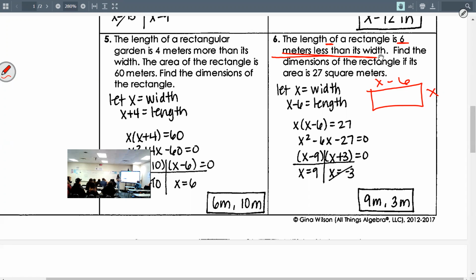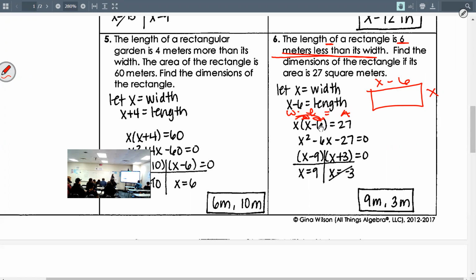So then it also says that the area is 27 square meters. So that's what they set up right here. Area equals length times width, or width times length is how I wrote it. And then you multiply them together. So what's x times x? X squared. What's x times negative 6? Good. That's how we get it to look more like a quadratic formula.